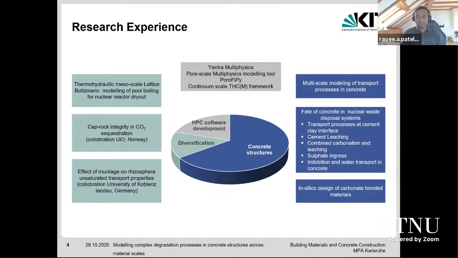And the second set of software which I focus on development is PoroPhi, which is based on a finite volume code Phi, but focus more towards porous media modeling, which I use for continuum scale, which I will show you a bit more in detail about these two tools. Then in terms of application of these tools, it goes towards concrete structures and other diversified fields.